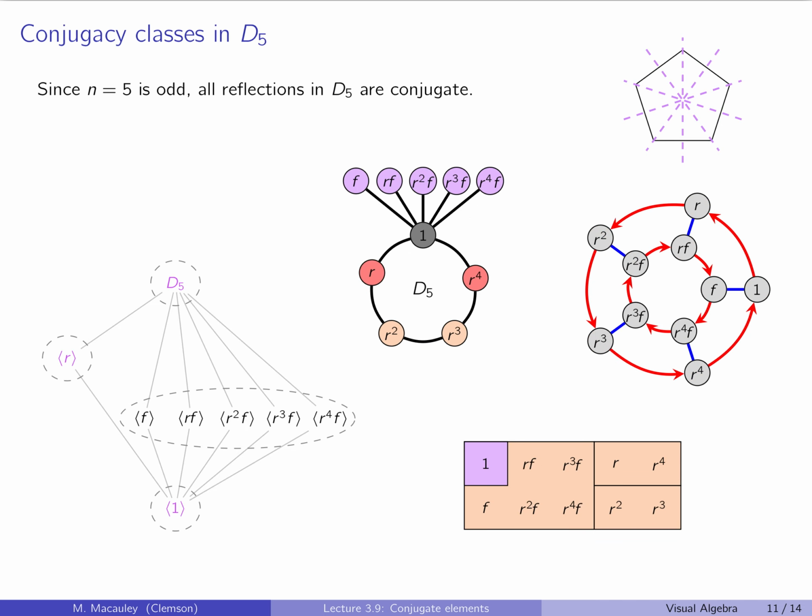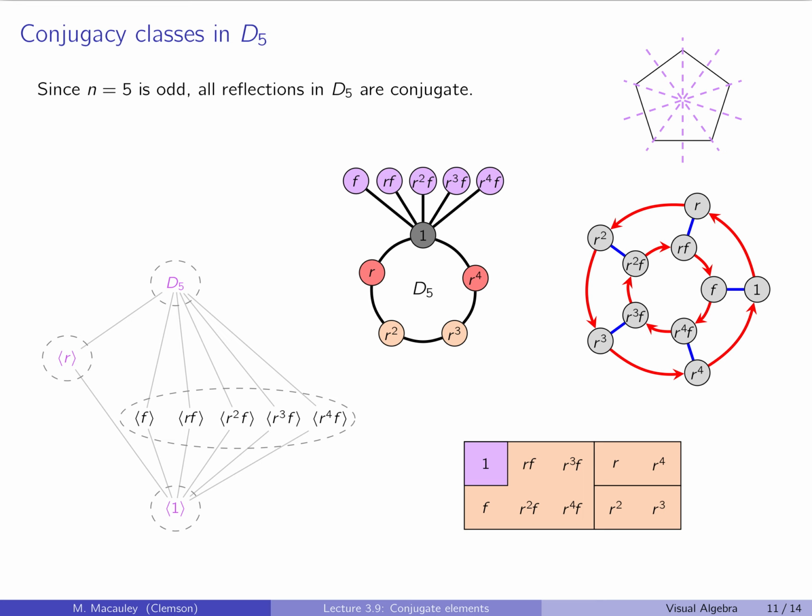Let's now turn our attention to conjugacy classes in Dn when n is odd. We'll take n equals 5 and claim that all reflections are conjugate. This should be reasonable because all of these axes are basically the same structure as the rest of them. There's no side bisecting or angle bisecting anymore.